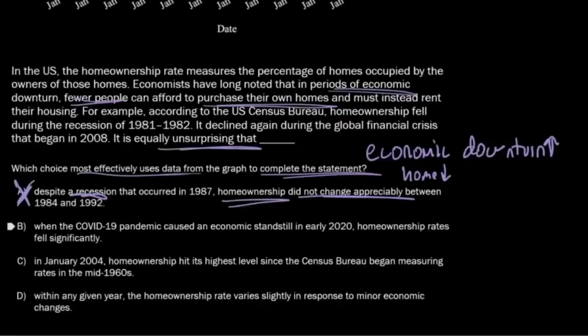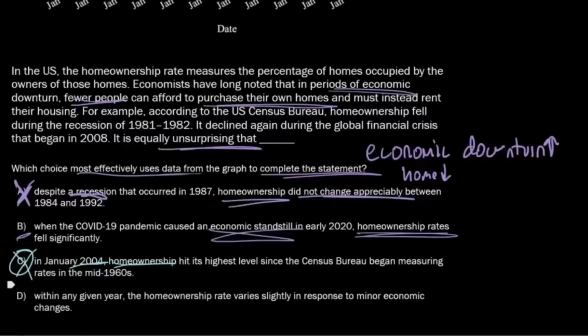Now, this is the next one. Home ownership rates fell significantly. Again, we know economic standstill, economic downturn, so it could be B. All right, let's take a look at another one. In January 4, home ownership hit its highest level. It's not really related. Okay, it's not really related. We don't know what happened in January 2004, right? The College Board is not expecting you to know what happened in January 2004. So this is not our answer.